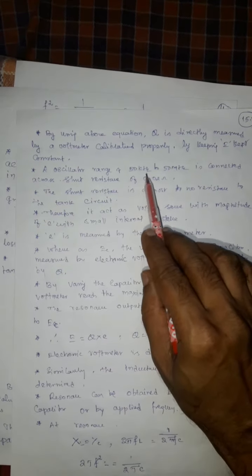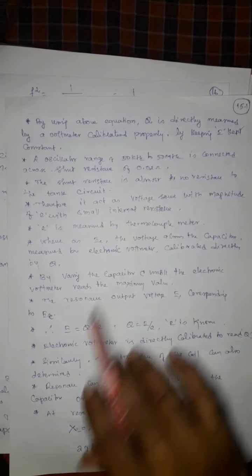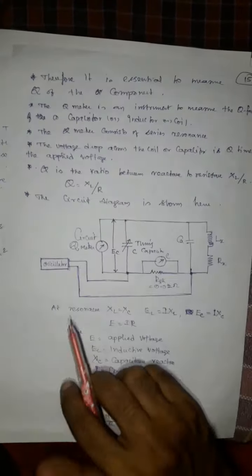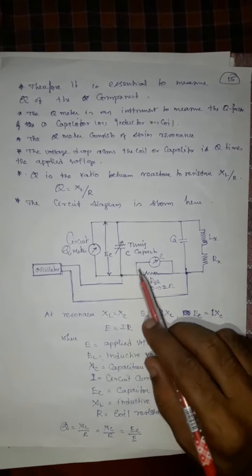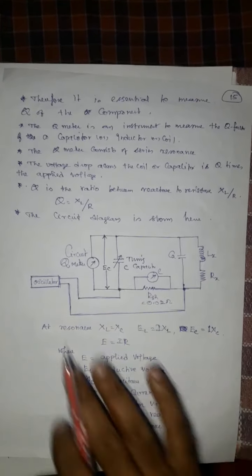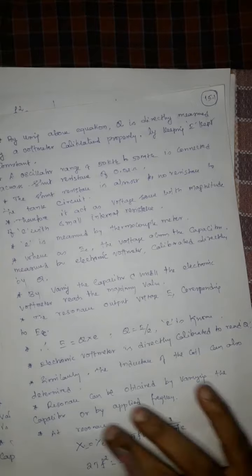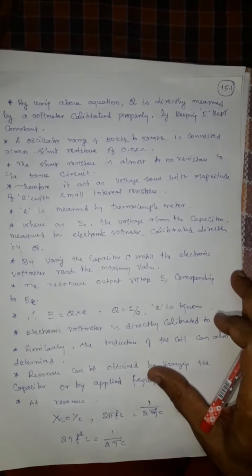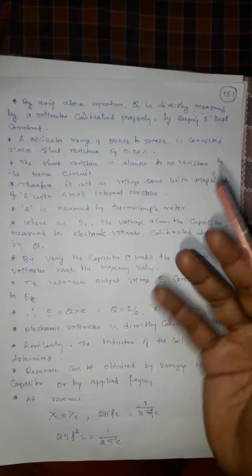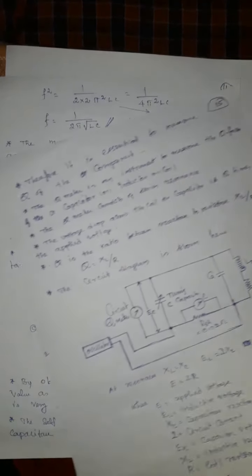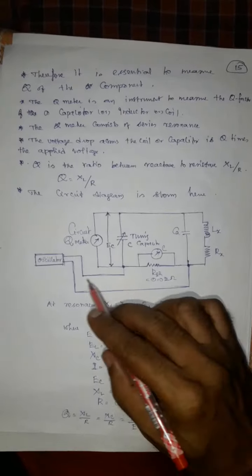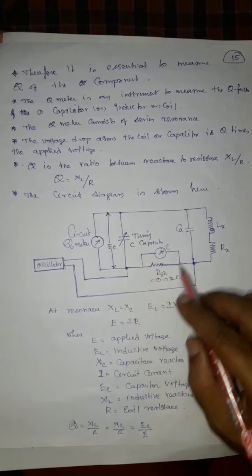The oscillator range of 50 kHz to 50 MHz is connected across a shunt resistance of 0.02 ohm. Here this is the oscillator connected across a very low resistance, I mean a 0.02 ohm resistance. The oscillator range is 50 kHz to 50 MHz. The shunt resistance is almost no resistance to the tank circuit. Therefore, it acts as a voltage source with the magnitude of E with a small internal resistance. Since it is a very low resistance, this will act as a voltage source for this tank circuit.